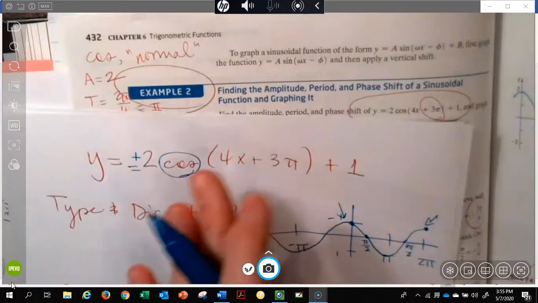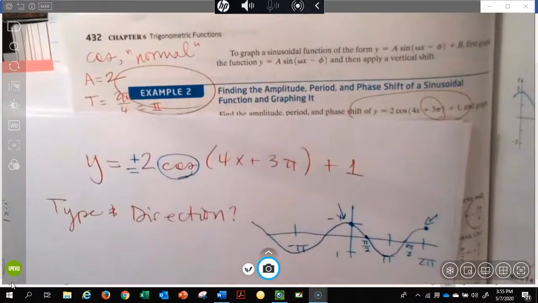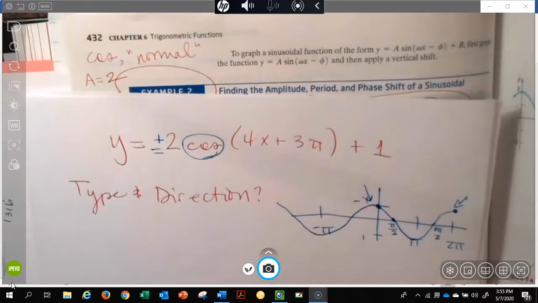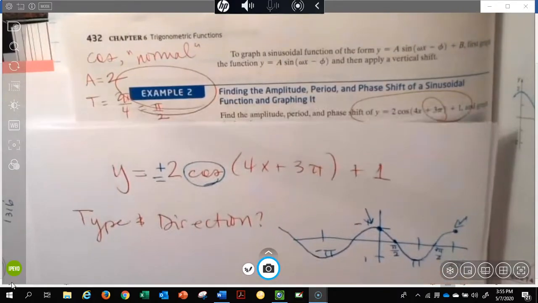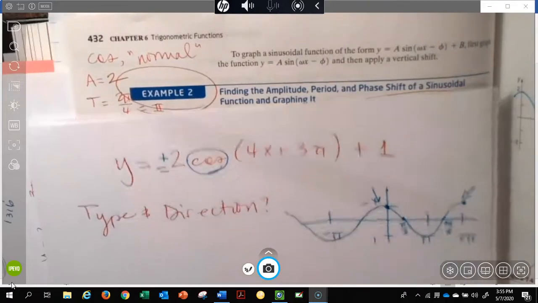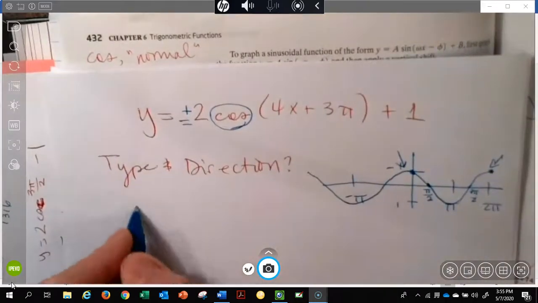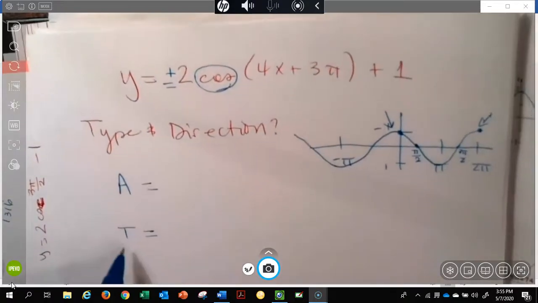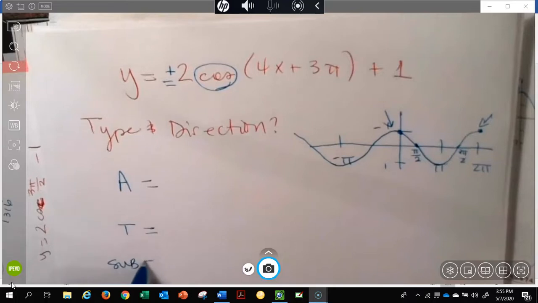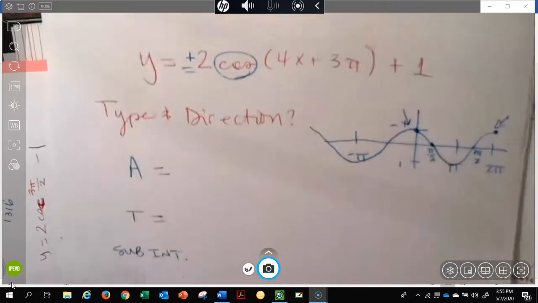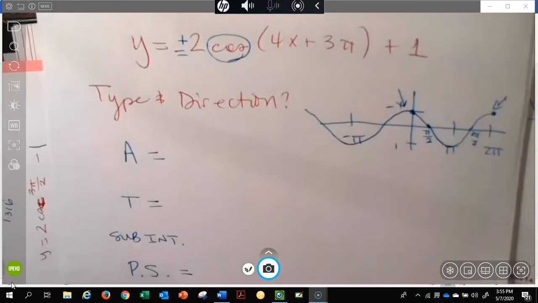But then we've got some other stuff going on. So the type and direction are as you see: normal direction for a cosine. It asks us to say amplitude, period, phase shift. So we'll look at what is amplitude, what is period. I like to add in subinterval. And then it wants to know what is the phase shift, so we'll call it PS.